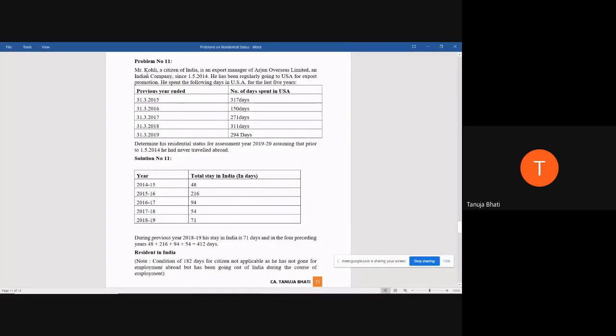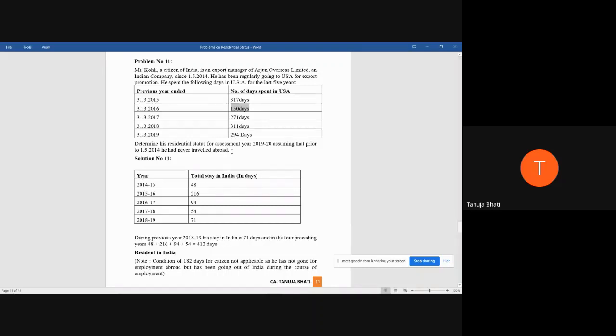Okay, students. So what are they telling us? That there is a person who keeps visiting USA for export promotion, but he keeps going to USA and then coming back also. So for each year, the number of days spent in USA is given. Meaning in the year 2015, if he's staying for 317 days in USA, the balance number of days he's staying in India. Similarly, in 2016, if he's staying for 150 days in USA, the balance days he's staying in India.